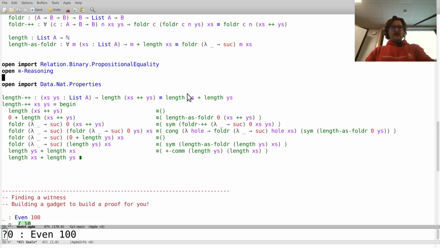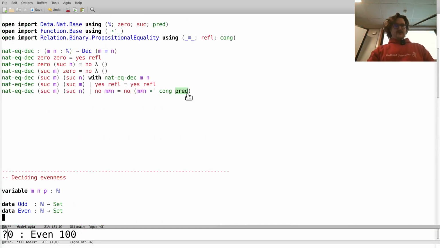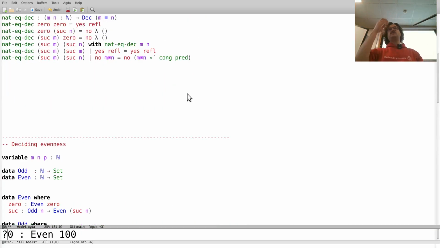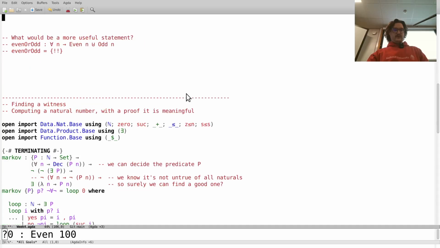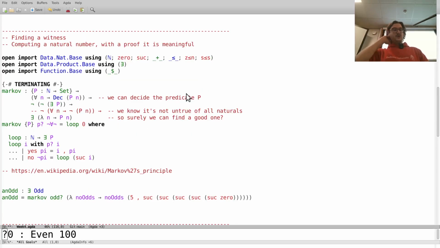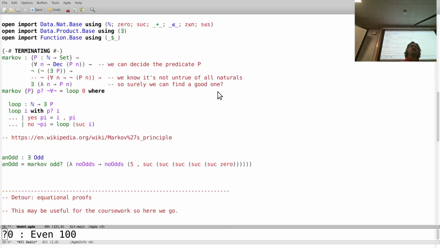Okay. Now, going back to what we were looking at yesterday. Yesterday we were looking at decidability and search procedures. And we proved, among other things, that equality on the natural numbers is decidable. Then we defined what it means to be odd or even. And we proved that we could actually decide whether we're one or the other. Then we saw this search function, Markov's principle, which is not provably terminating in Agda, but we feel is a good reasoning principle.